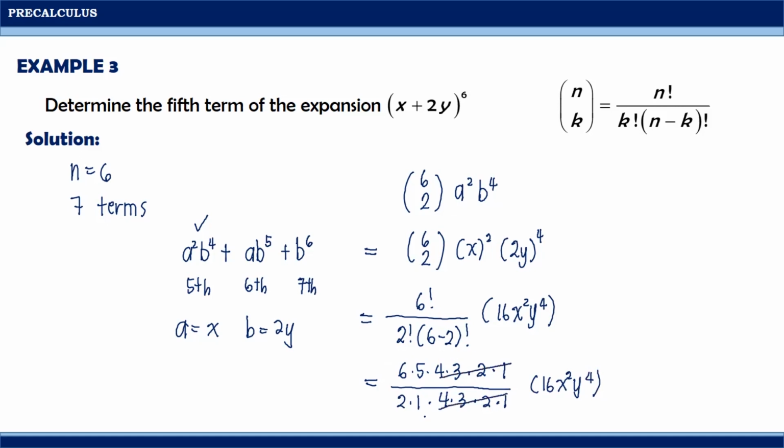So, cancel 4, 3, 2, 1. And you may also cancel 6 and 2 here. So, 6 divided by 2 will give you 3. So, 3 times 5 will give us 15 times 16x squared y raised to 4. Then, that would be equal to 240x raised to 2 y raised to 4. Therefore, this is the fifth term of the expansion. Notice that the binomial theorem is very useful in determining specific terms without actually solving for the entire expanded form.